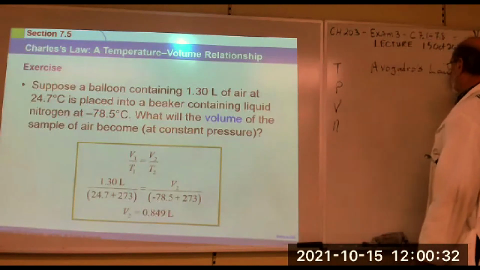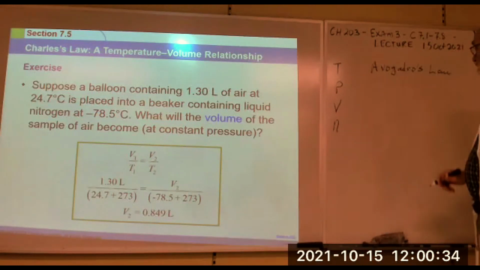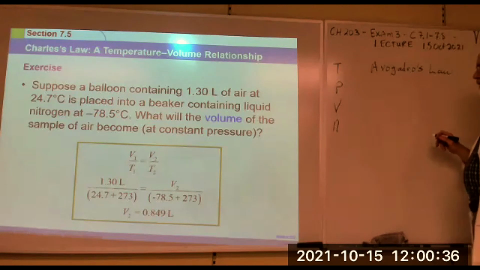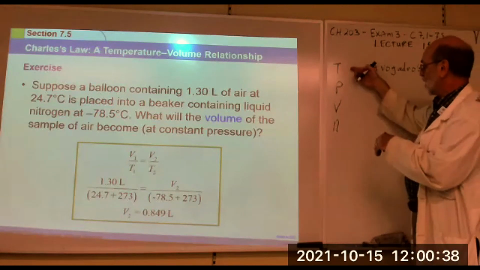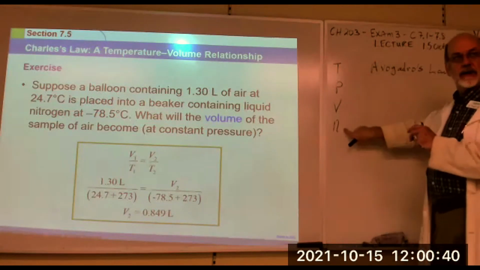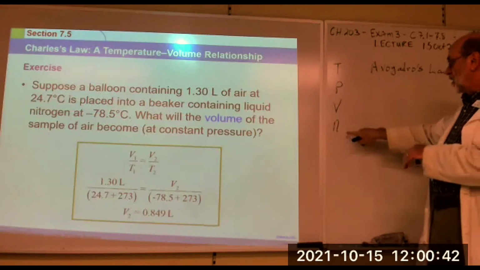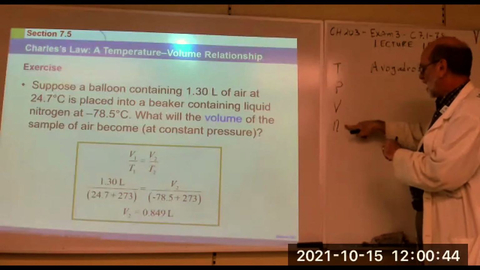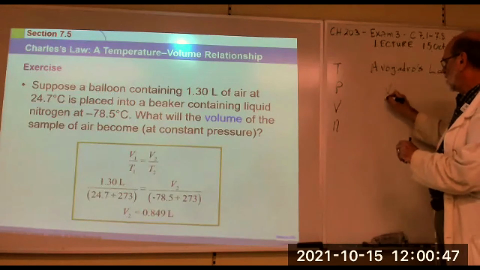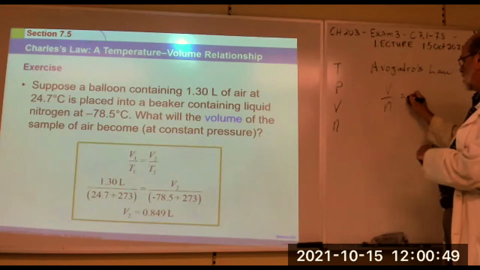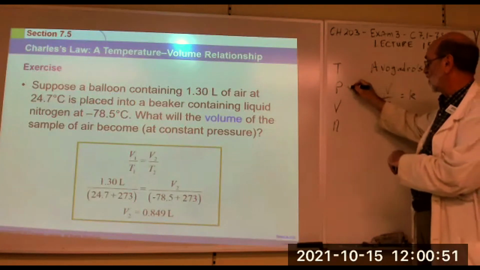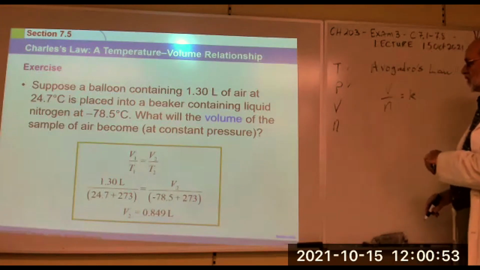Avogadro's law. It's not there, so I'm going to give it to you now. Charles was temperature and volume, so we had to hold pressure and moles constant. Volume and moles is Avogadro's law. So that means pressure and temperature have to be held constant.